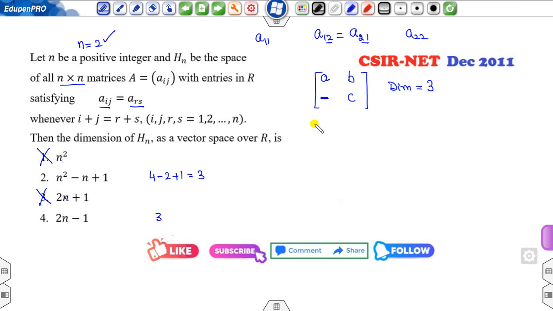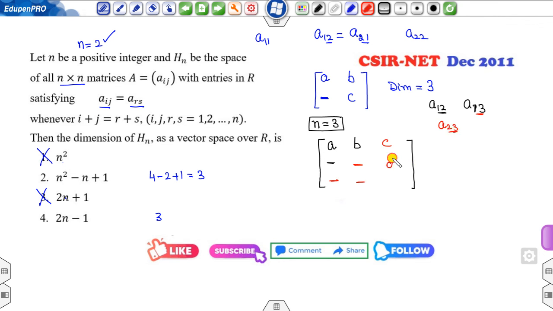Fine. Now we can change the number n. Let n be 3. Then it is a 3 cross 3. First element is A. Then it is A12. Sum will be 3. This number, this number. Next element is A13, that sum is 4. The diagonal entry is also C. This is also C. This number is A23. Sum is 5. So this number and this number are the same.